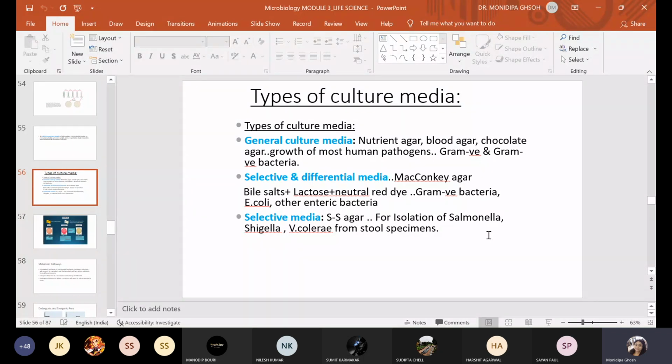Ma'am, couldn't understand what is agar. Agar is a media. Media means it is a food. The compositions are specially made for the culture of bacterial growth. So let me complete this one, then we can have a video representation of preparing agar and all these things.